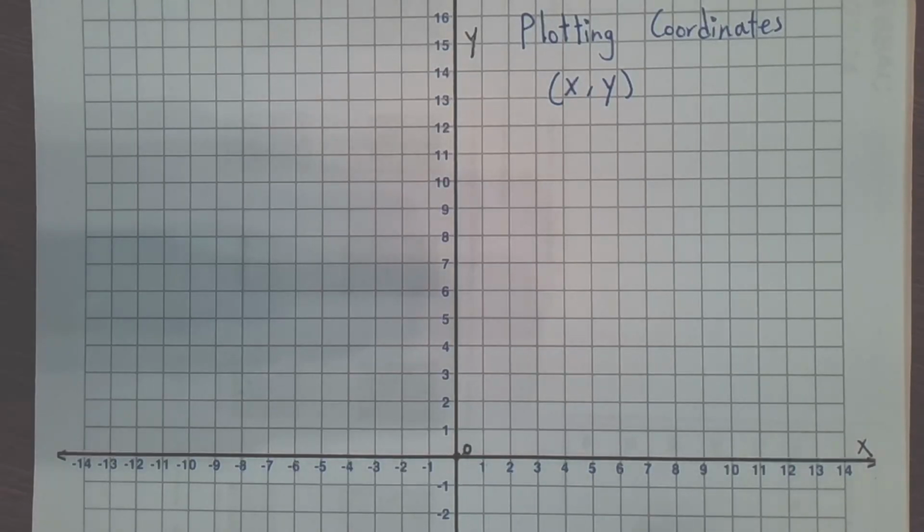But sometimes each square is worth 5 or 10. If it's 10, it goes up by 10, 20, 30, right? It could be worth 50, or it could be worth 0.5. So you have to make sure what each square is worth every time you're trying to graph or trying to understand the graph.